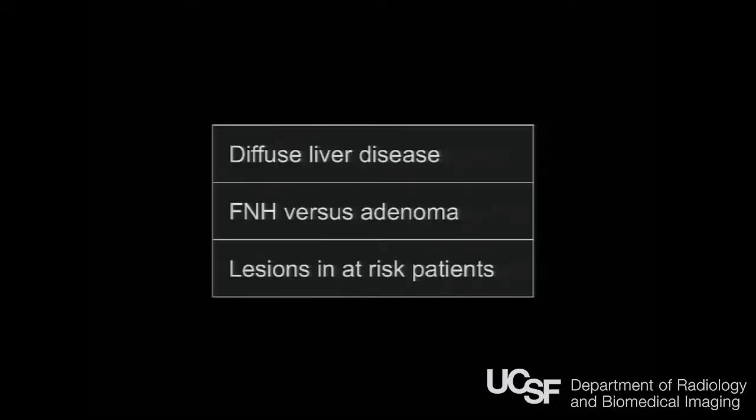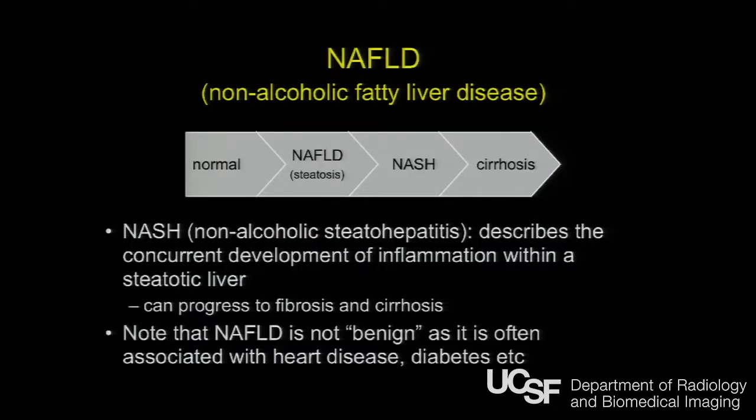The first part is going to talk about diffuse liver disease, really taking 2 things, just fatty liver and iron deposition disease. And we'll talk a little bit about FNH versus adenoma. And then finally, we'll finish up with imaging lesions in patients at risk for developing HCC. So we'll start off talking about liver disease.